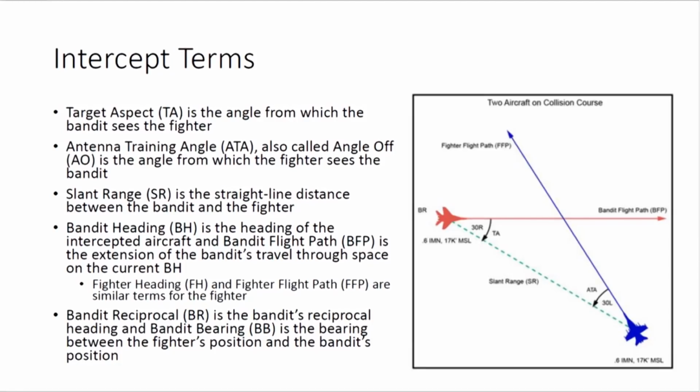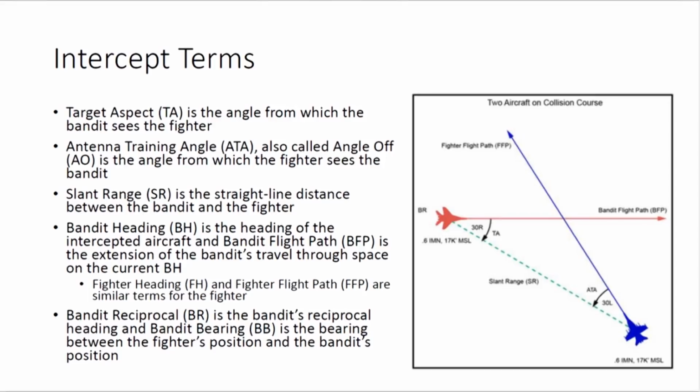So back to our presentation now, let's talk about some of the other terms that we'll be using. We talked about target aspect. We talked about antenna training angle or angle off. Slant range is the straight line distance between you and the bandit. Bandit heading is the heading of the intercepted aircraft, and the bandit flight path is the extension of the bandit's travel through space on its current heading. And likewise, terms apply to the fighter heading and the fighter flight path.